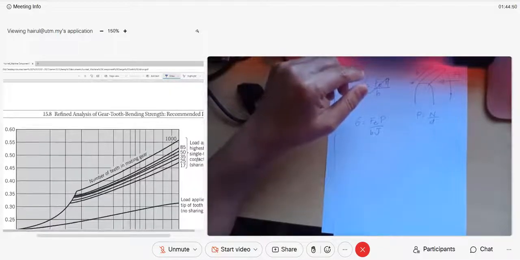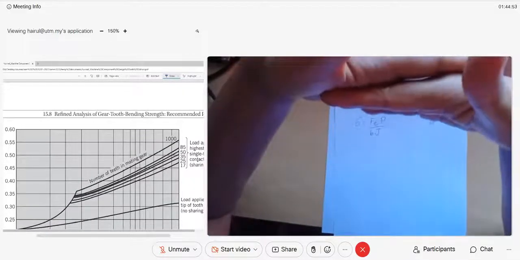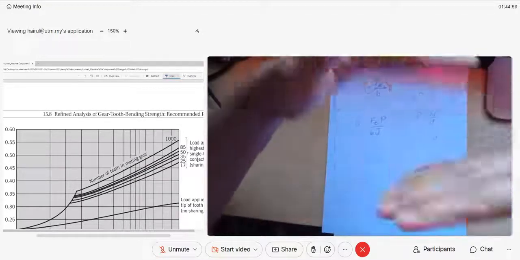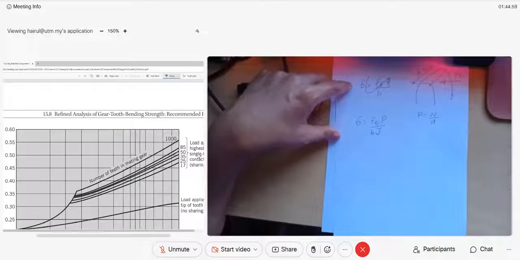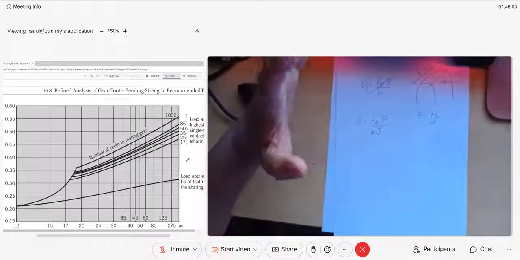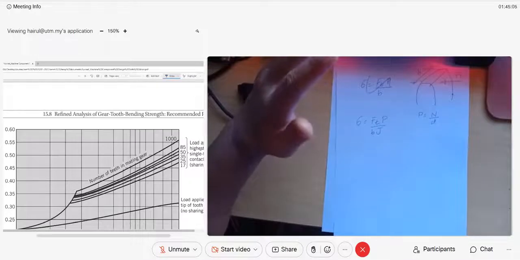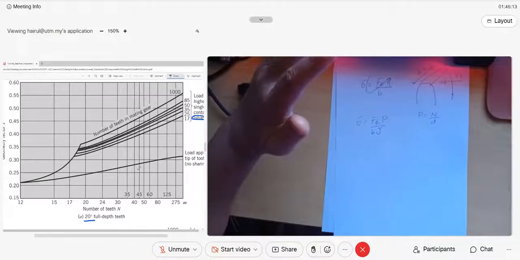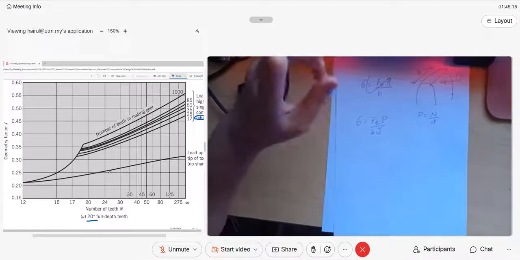Load sharing means the distribution of the force is really accurate and really precise. If it is mentioned in the question that the load is applied at the highest point of single tooth contact sharing, we use the upper graph. If no sharing, most commonly we use the bottom. But you must read the question.